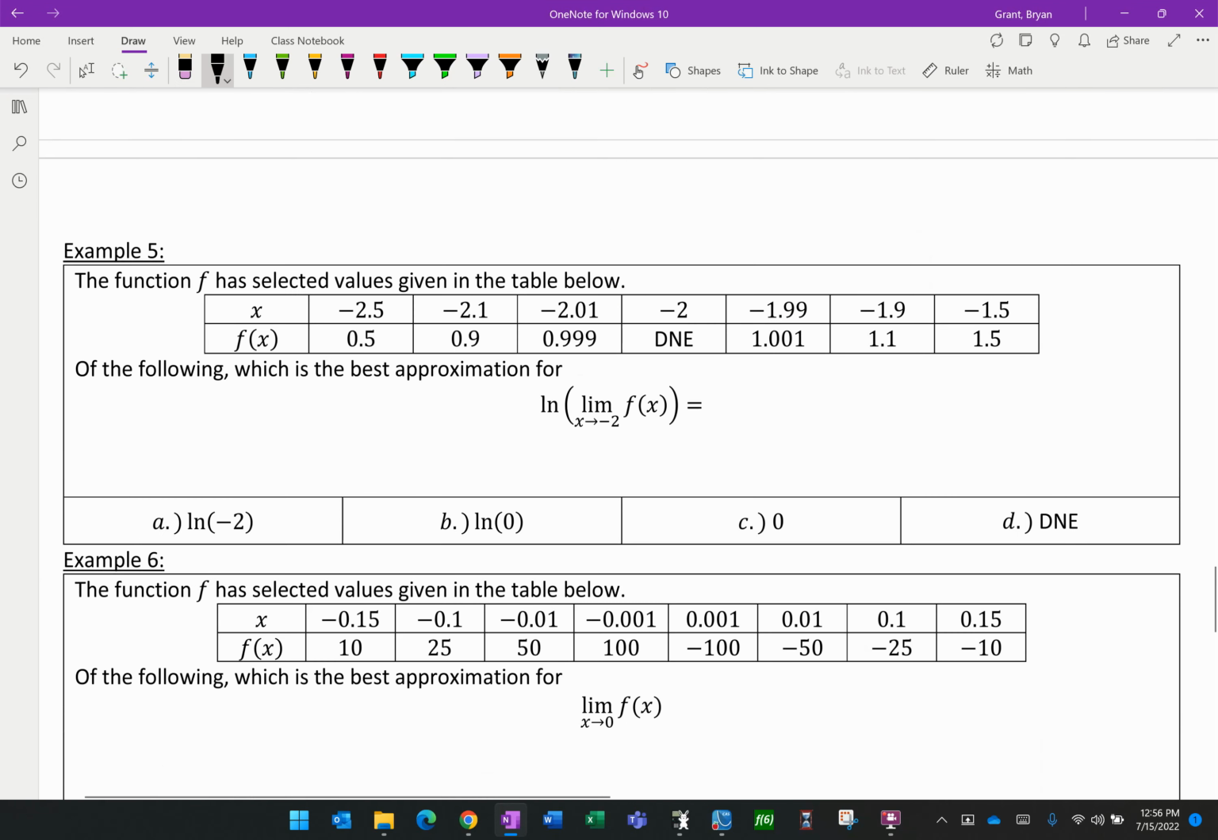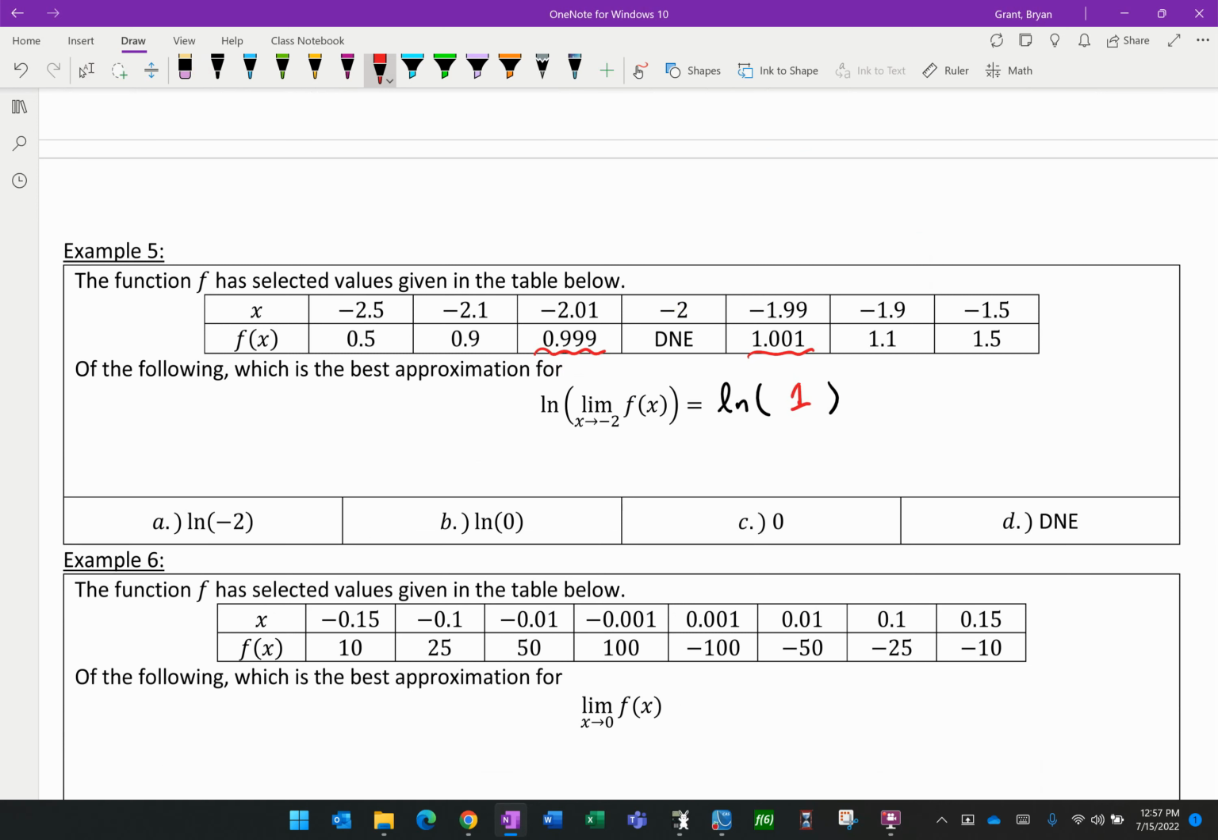Here comes example 5, but I bet you have the idea now. As we look at this one, we say, okay, we're getting closer to negative 2 here. So it looks like my y values right around negative 2 are pretty close to positive 1, aren't they? So we have this ln right here. And the limit as we approach negative 2 ends up becoming positive 1. So we get the natural log of 1. But I don't see that as an answer down here.